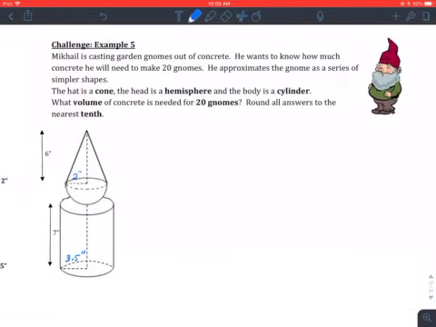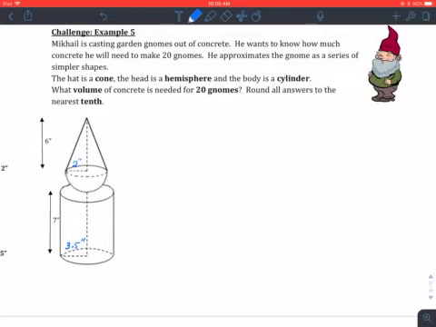And the last one we are going to talk about today is number 5. Now I apologize, in your notes, the numbers in blue, so those radius of both those shapes, it got cut off when I did the printing. So the radius of the cone should be 2 inches, and the radius of the cylinder is 3.5. So if you look at this one, Mikhail is casting garden gnomes out of concrete. He wants to know how much concrete he will need to make 20 gnomes. He approximates the gnome as a series of similar shapes. The hat is a cone, the head is a hemisphere, and the body is a cylinder. What volume is needed to make 20 gnomes?